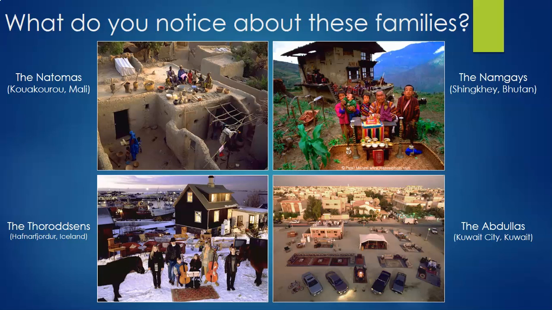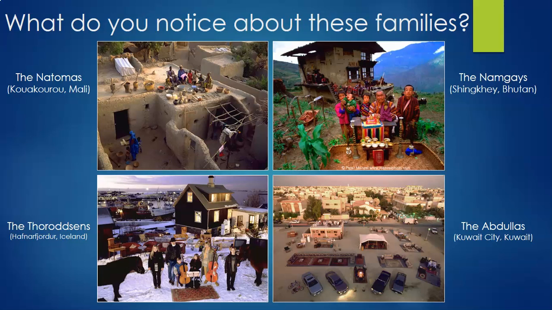Similar comparisons may be made between the Natoma family in Mali, the Numgai family in Bhutan, the Thordrosen family in Iceland, and the Abdullah family in Kuwait. The younger Mrs. Natoma from Mali carries water from the village well in a bucket balanced on her head. The Abdullahs have a private indoor swimming pool. The Thordrosens enjoy weekend trips to the hot springs in their town in Iceland. The Numgais own little and live near a Buddhist monastery where monks chant daily for peace.